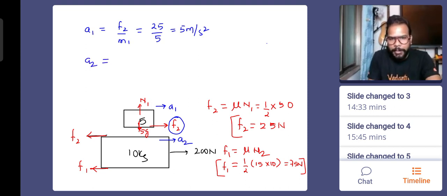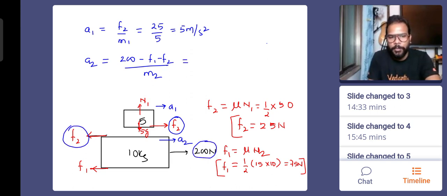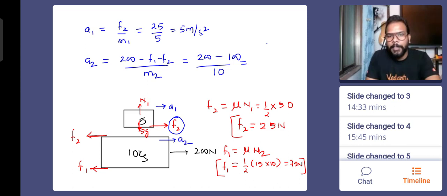फिर a2 निकालो. a2 क्या होगा? 200 फोर्स माइनस F1 माइनस F2 डिवाइडेड बाय m2. ये आया समझ में विशेष? ड्राइविंग फोर्स, अपोजिंग फोर्स, करेक्ट? सो 200 माइनस 25 और 75 मिला के 100, डिवाइडेड बाय मास दैट इज 10. तो 100/10. ये आया 10 मीटर पर सेकंड स्क्वायर.